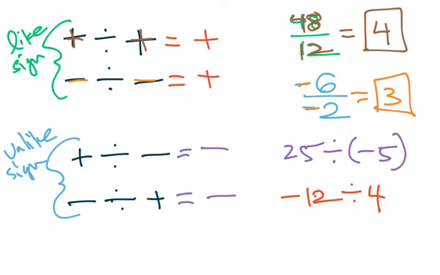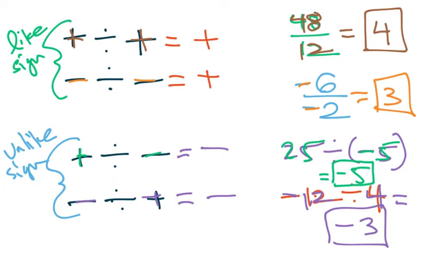Here in this next example, we're looking at unlike signs, where I've got a positive 25 divided by a negative 5, and therefore that's a positive divided by a negative. That's unlike signs, therefore it will result in a negative, therefore negative 5. In the last example, I got a negative divided by a positive, negative 12 divided by positive 4. That's unlike sign division, therefore the result is simply negative.